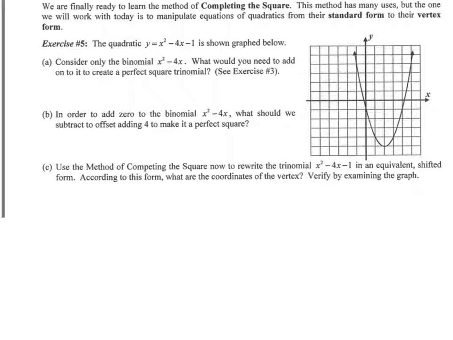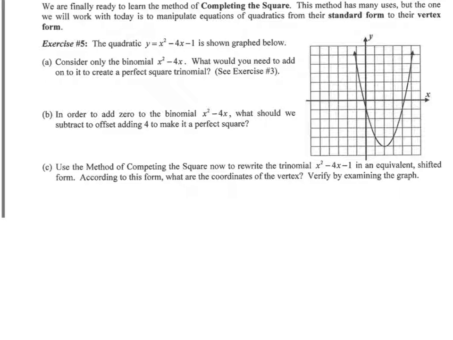This method has many uses, but the one we will work with today is to manipulate equations of quadratics from their standard form to their vertex form. So let's look at this quadratic. Consider only the binomial of x squared minus 4x. What would you need to add onto it to create a perfect square trinomial?